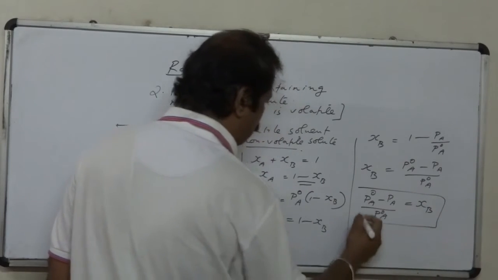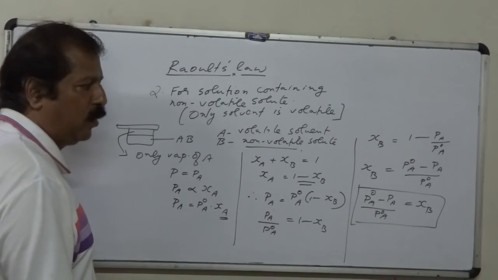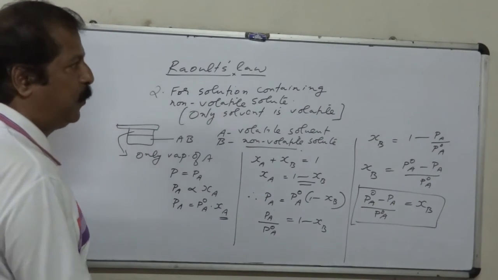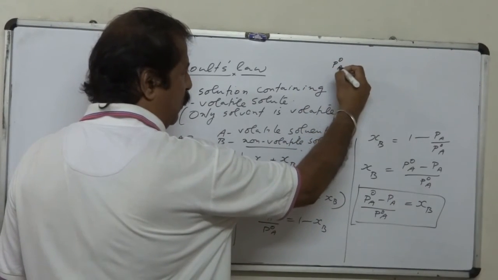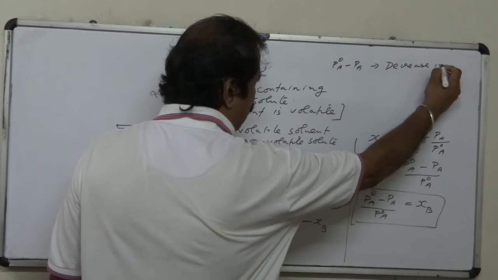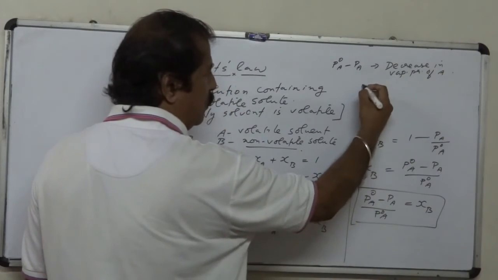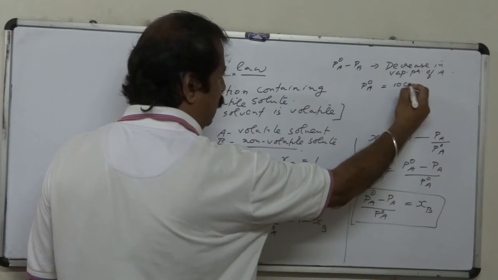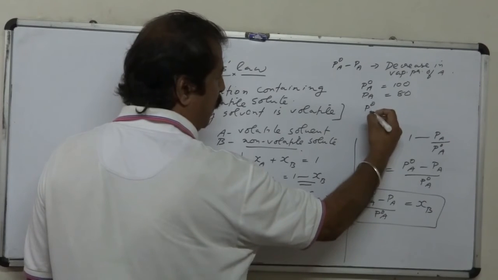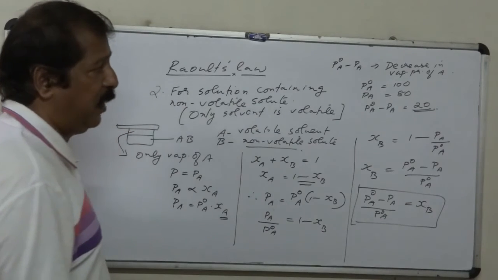So this is Raoult's law number 2, for a solution containing non-volatile solute. We will discuss the numerator, P0A minus PA. What is P0A minus PA? It is the decrease in vapor pressure of A. Consider P0A is equal to 100 and PA is equal to 80. Now P0A minus PA becomes 20. So this value 20 indicates a decrease in vapor pressure of A.